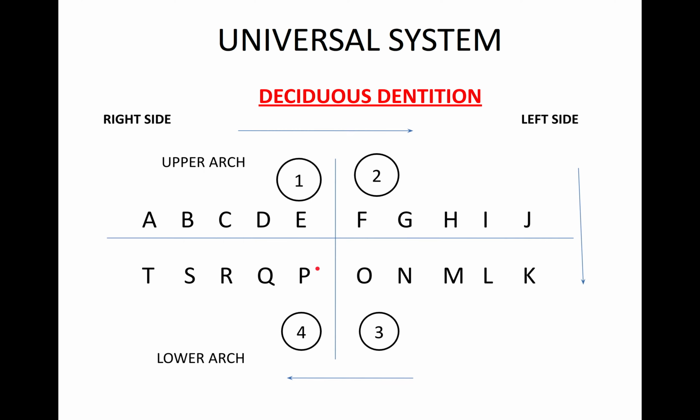Now we go to P, mandibular right central incisor, then mandibular right lateral incisor, then mandibular right canine, and S stands for mandibular right first molar, and T is mandibular right second molar. So each and every tooth has its own name.